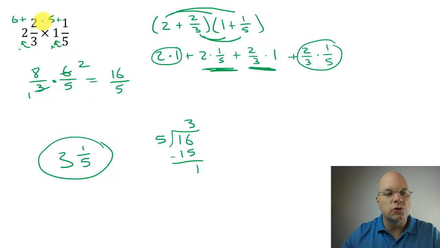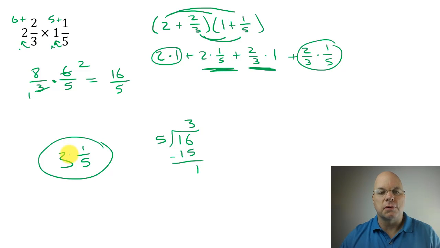Let's check if that's reasonable. 2 and 2/3 is close to 3. 1 and 1/5 is close to 1, and 3 multiplied by 1 is 3. And our product is pretty close to 3.